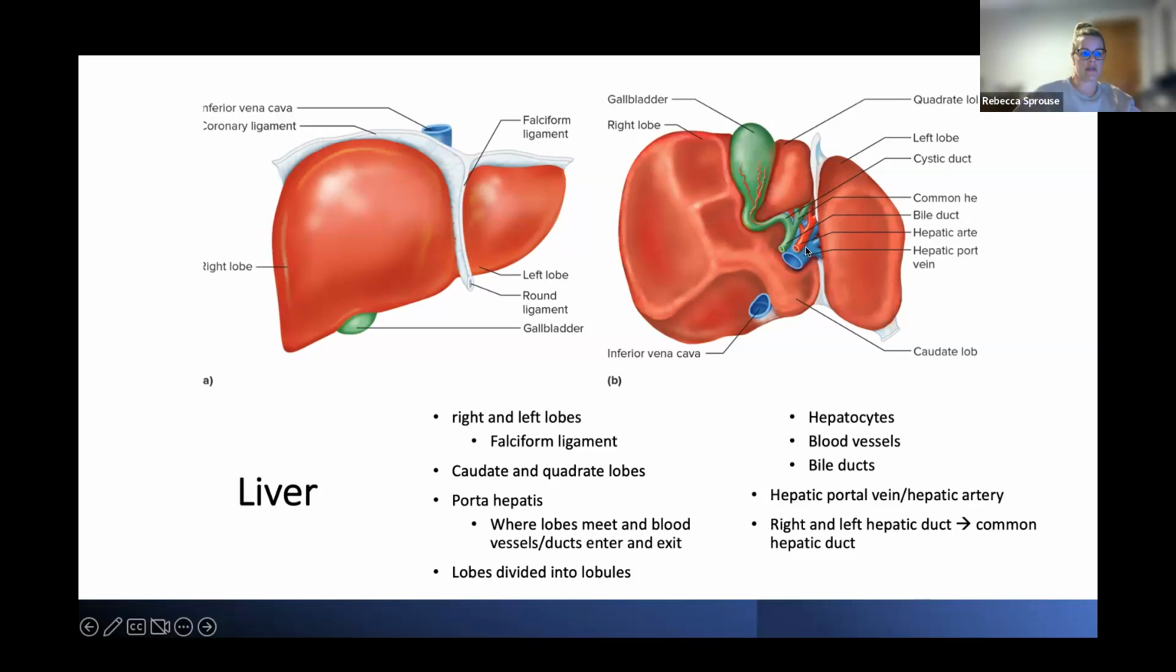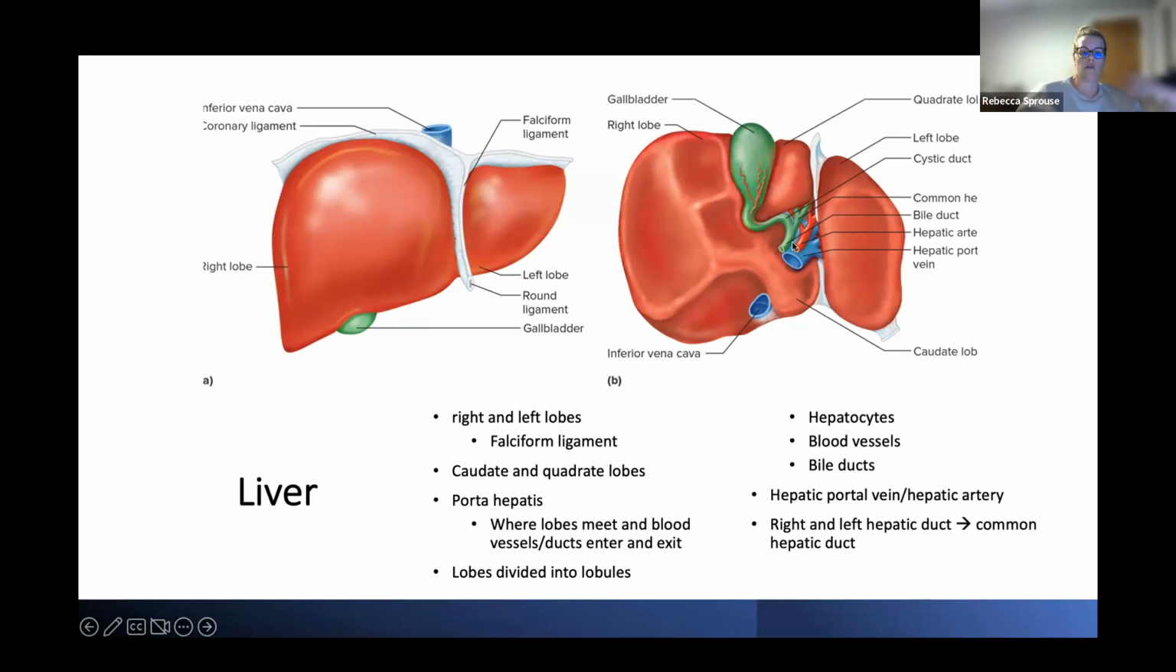If we were to zoom in on the liver tissue, you would see smaller kind of chunks of liver that are called lobules. Inside those lobules are going to be hepatocytes, which are liver cells, a lot of blood vessels, and a lot of bile ducts. The liver has a lot of functions that I'm going to talk about next, mostly being detoxification of the bloodstream and then also producing bile for digestion.